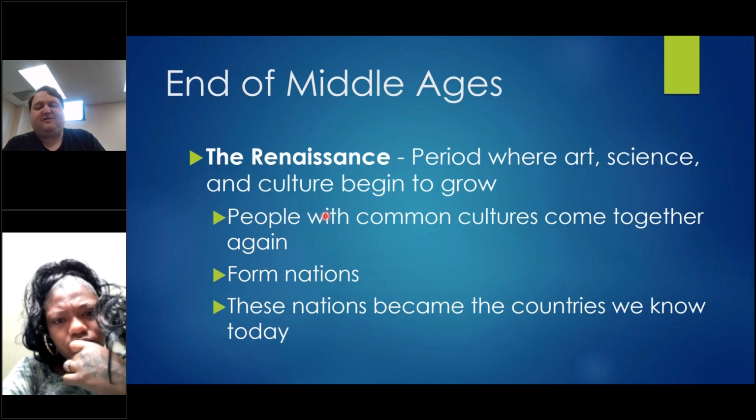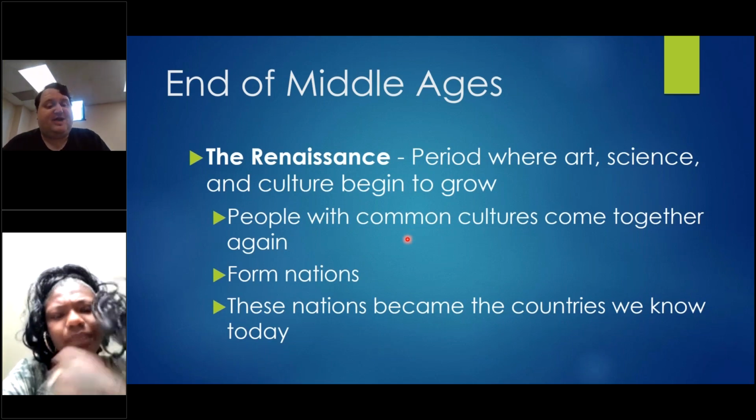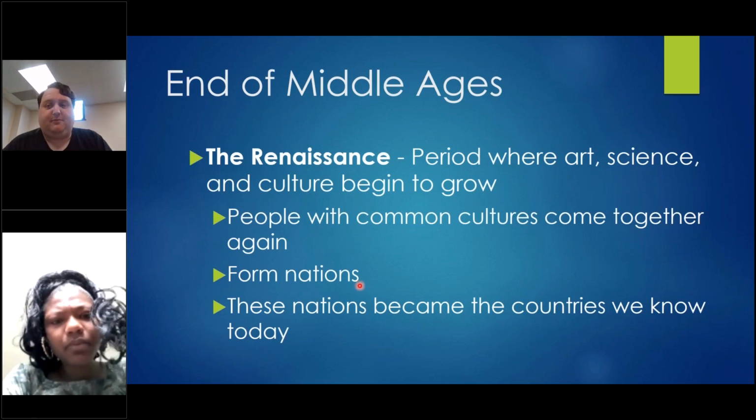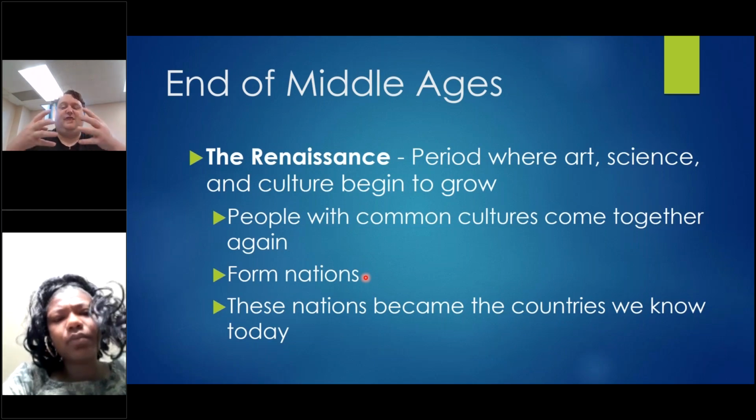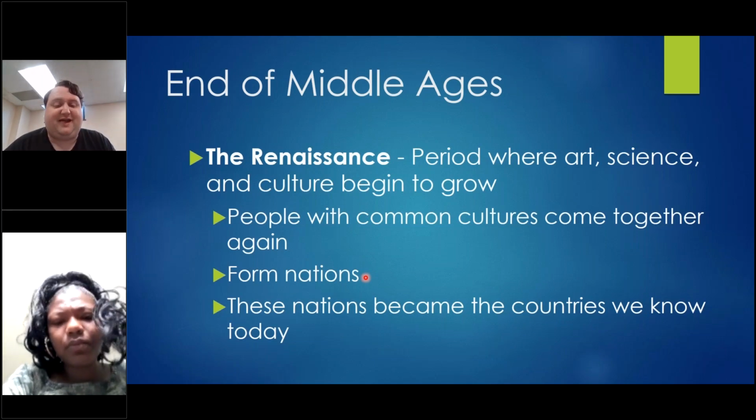And what you started seeing is people with common cultures began to bring themselves together. This is where the first nations of the world come. When we talk about France or Spain or Germany, a lot of these were just regions before. They didn't have common laws and cultures. During the Renaissance these groups start to come together, and they form the nations and countries that we know today in modern Europe.